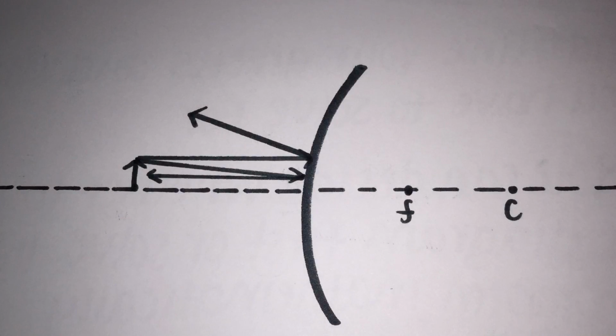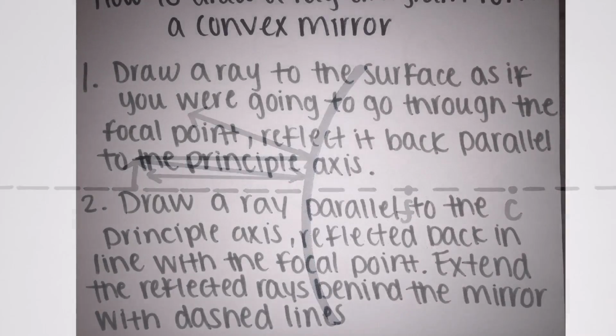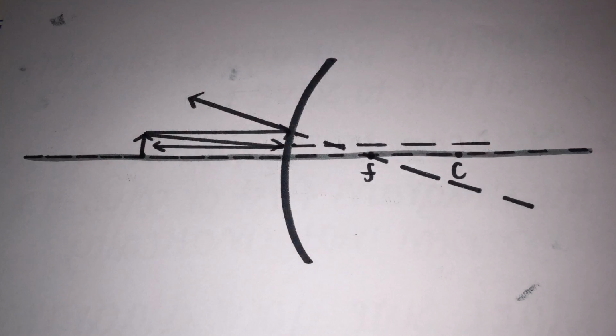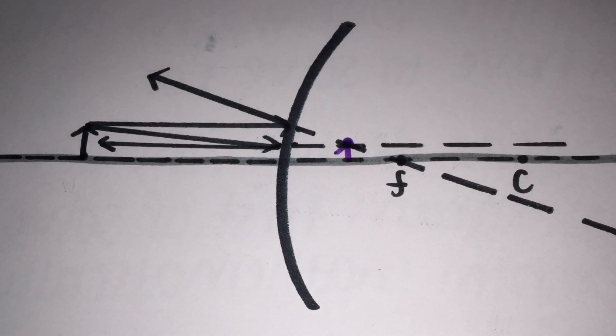As you can see, these two rays will never intersect each other, so in order for them to intersect, we had to draw dashed lines. Extend the reflected rays behind the mirror with dashed lines, just like this. The image is upright and virtual, meaning it is negative, because it is behind the mirror.